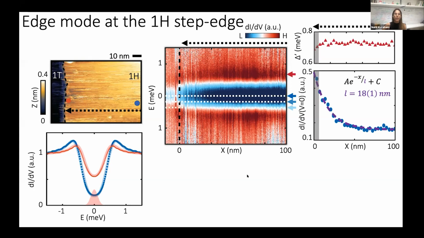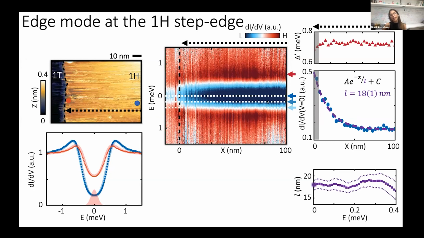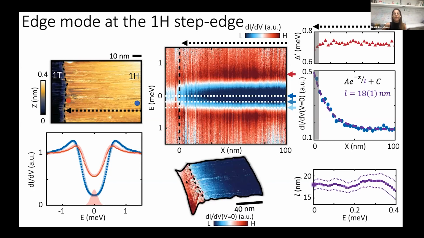exists on the edge. We can also trace the dispersion of this edge mode as a function of energy just by taking this line cut at different energy, and we can see that the localization length remains constant throughout the gap and only starts to decrease at energies where the superconducting gap decreases. And let's see it also in 2 dimensions. So this is the dI/dV map of this region, which clearly shows the boundary mode that is localized at the boundary of the 1H termination.